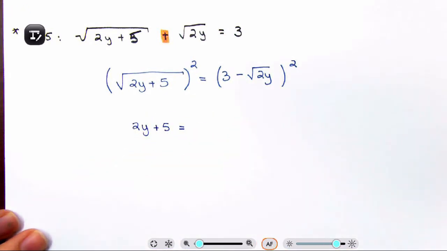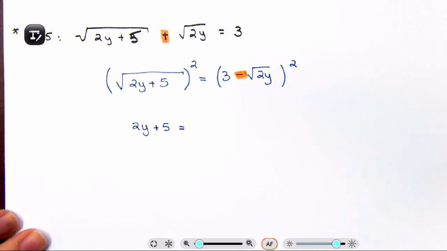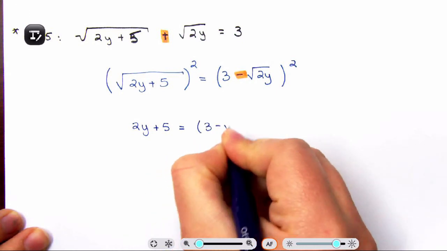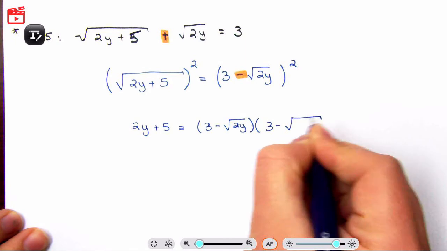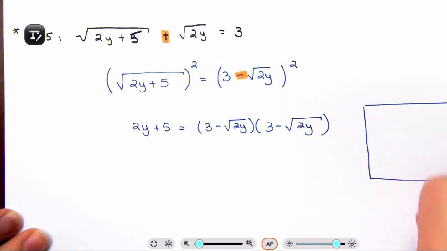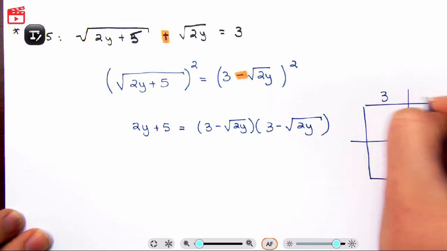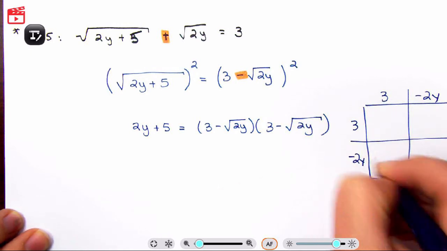This, don't do it. Anytime you see addition or subtraction, stop. You are not unofficially distributing that. You are writing this bubble out twice, meaning you have 3 minus root 2y times 3 minus root 2y. Do the box method to multiply this out. If you want to do the FOIL method, you can. Just be careful.